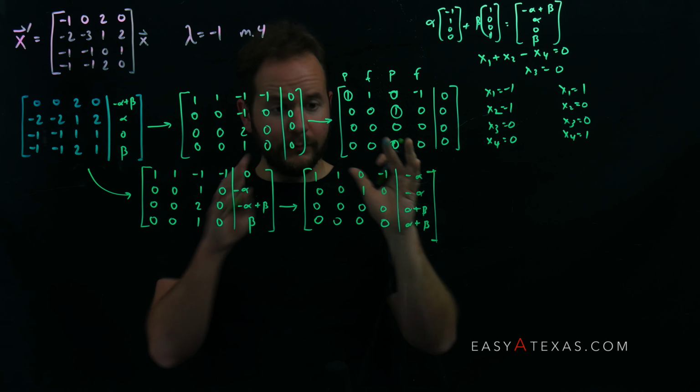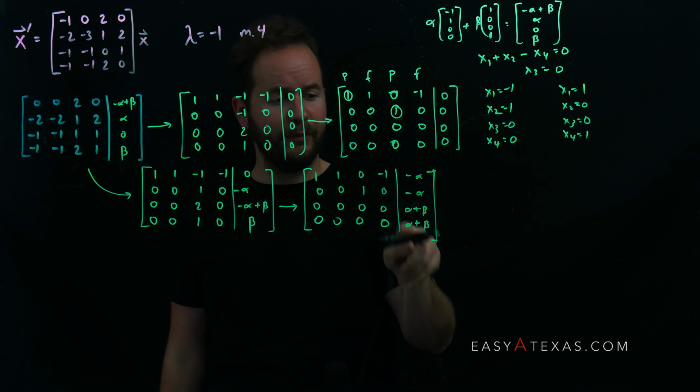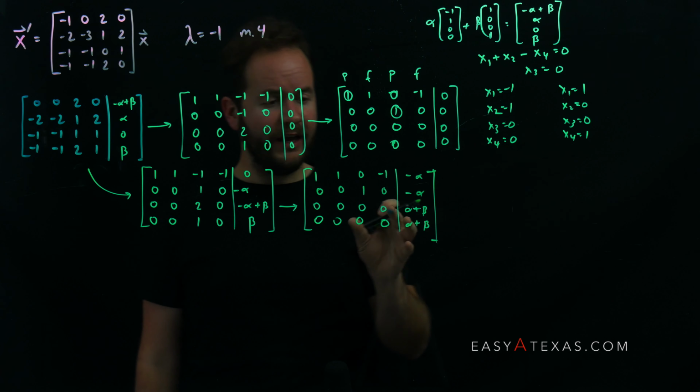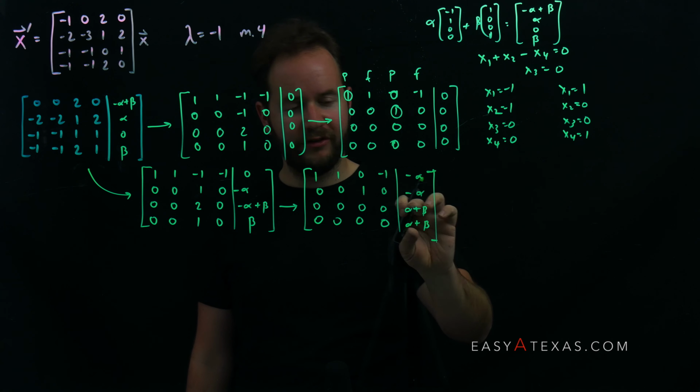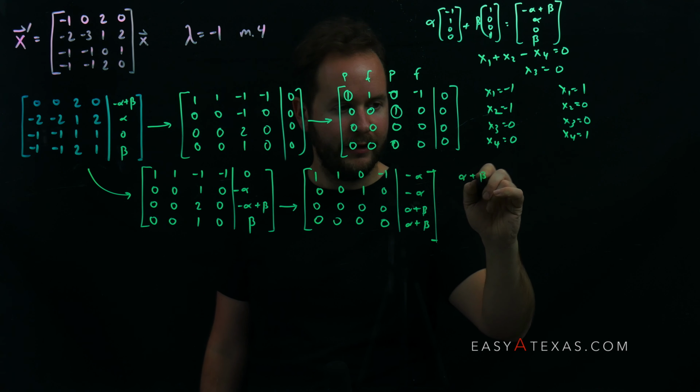Okay. Now that I have this matrix, I want to point out we've got a couple rows that equal alpha plus beta, some expression of alpha and beta. With that in mind, I want to set these two expressions here equal to 0. I want this row of zeros to equal 0. So I'm going to say alpha plus beta equals 0 and alpha plus beta equals 0.